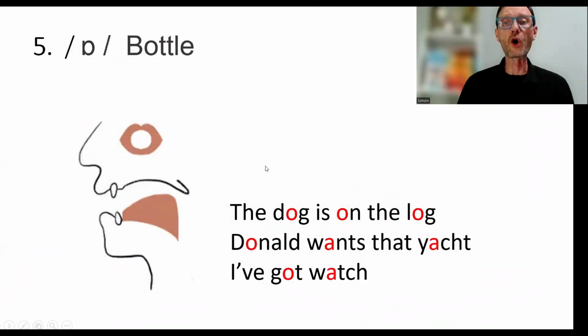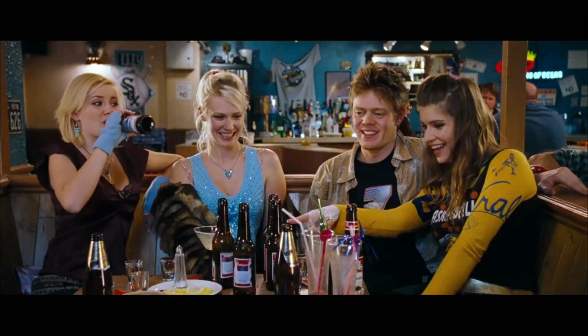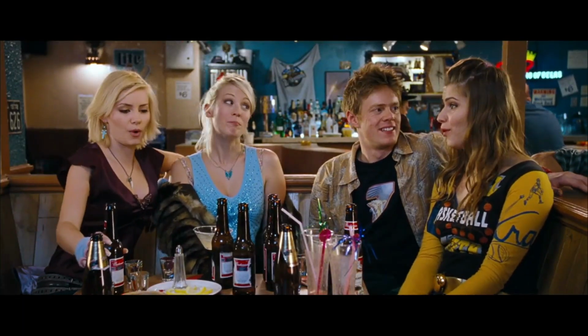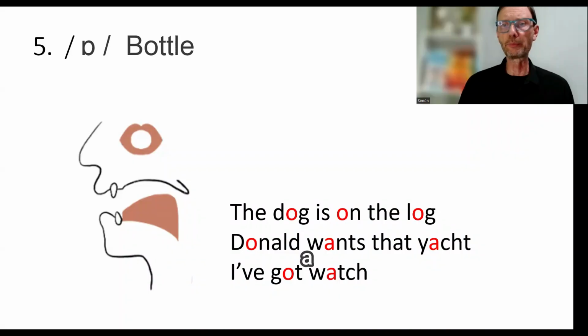Number 5 is bottle. Bottle. In America, we want bottle. What's that? Bottle. So again, rounded lips. Or. The tongue goes back a bit in your mouth, and it's low at the front, and goes back, up and back. Oh. And it sounds like this.